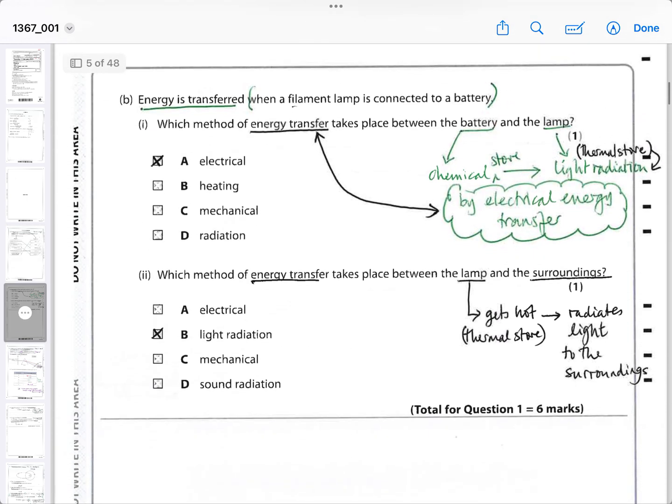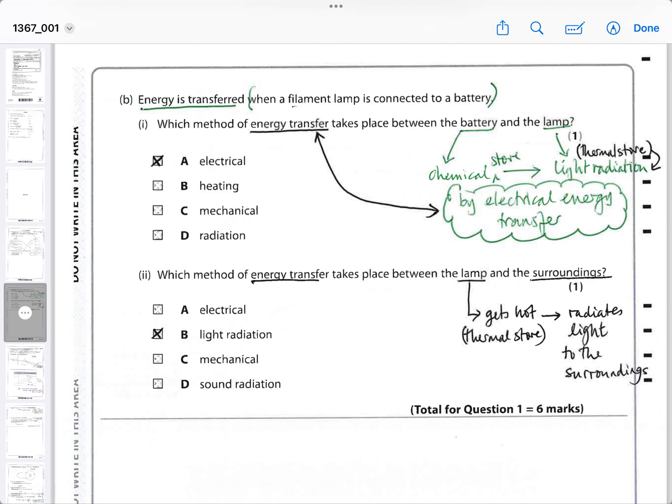The next question is about energy transfers rather than energy stores. So energy is transferred when a filament lamp is connected to a battery. The battery has a chemical energy store, and the filament lamp gives out light radiation. But what is the mechanism by which the chemical store changes into light? Well, the mechanism is electricity. So we say the energy transfer is electrical. You can also say that electrical work has been done.